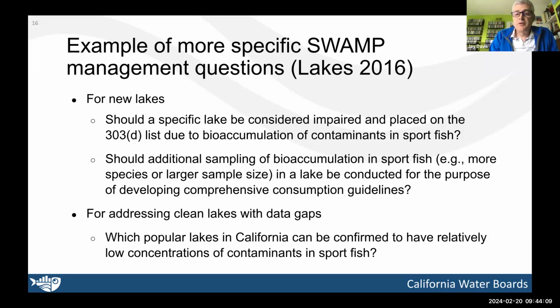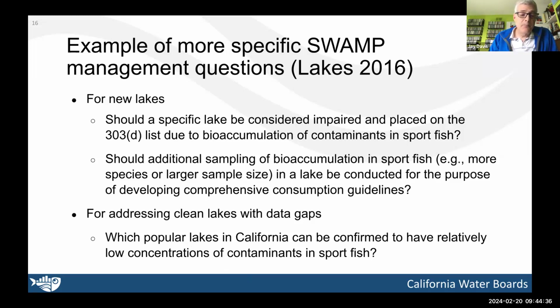So this question is, do the current levels of contamination suggest that we need advice in this water body and should do additional sampling? And then another set of lakes in this year's monitoring were clean lakes. We went through an effort to try to identify lakes with lower levels of contamination in California.